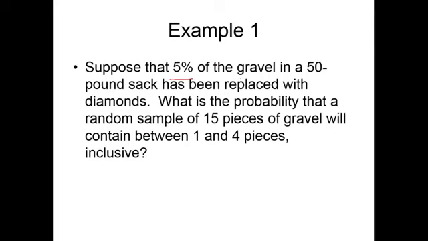We have 5% of the gravel in a 50-pound sack that has been replaced with diamonds. So this is a realistic example. What is the probability that a sample of 15 pieces of gravel will contain between 1 and 4 pieces inclusive? Inclusive means you include the 1 and the 4. So let's see how this plays out.